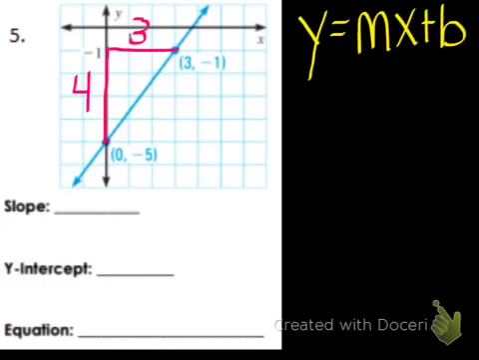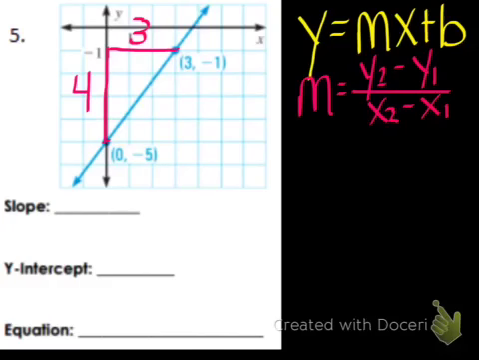Another thing you could do is use your slope formula with the 2 points that are given, but this is going to be a little bit more work. However, it would work and you'd still get the same answer. But I'm just going to use rise over run, so I get 4 over 3 for my slope.